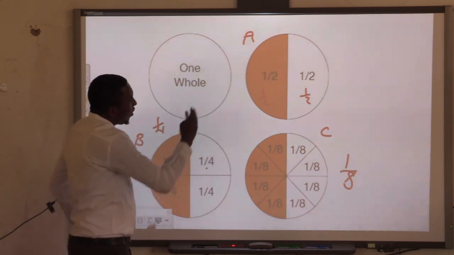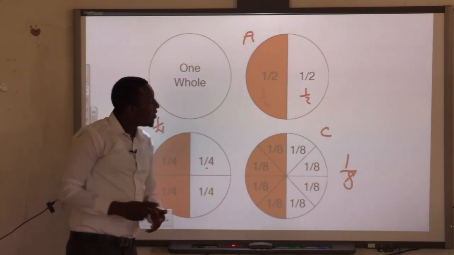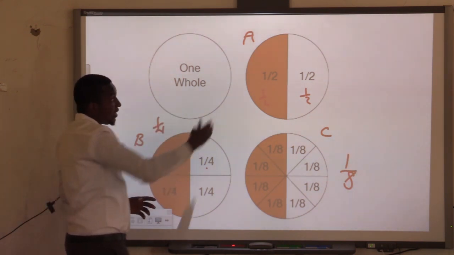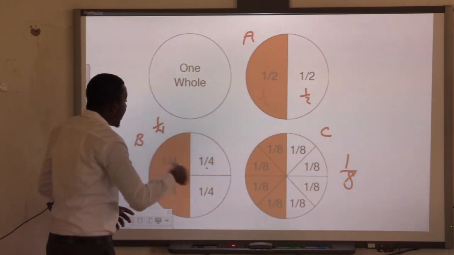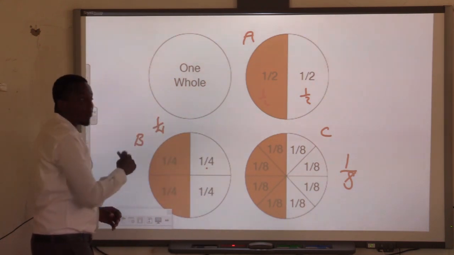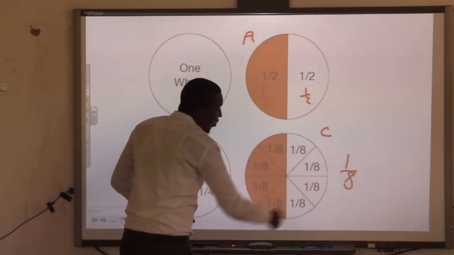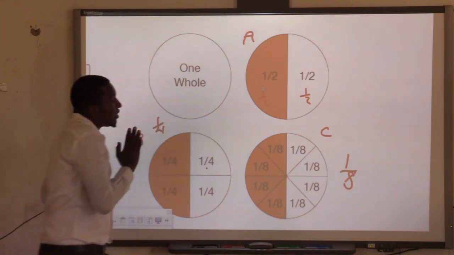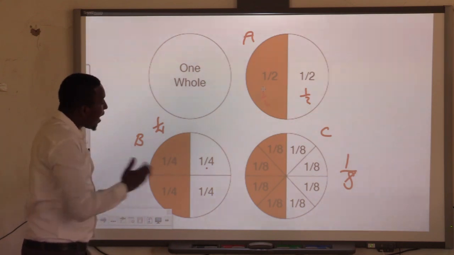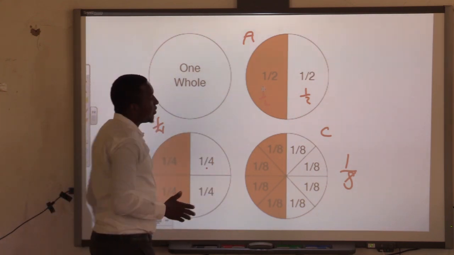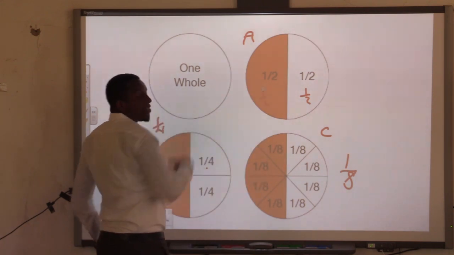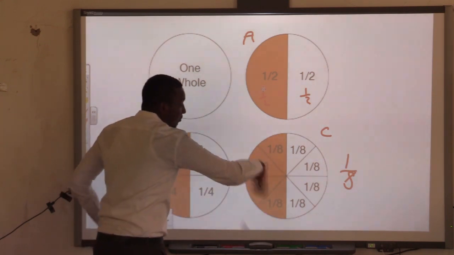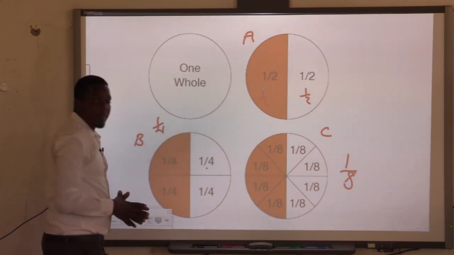So we want to look at circles A, B, and C and examine what their relation is. You can see it is the same whole that is divided into 2 in circle A. Equally, the same whole is divided into 4 in circle B, and equally, the same whole is divided into 8 parts in circle C. Looking at it also, you see that part of these circles are colored. In circle A, half of the circle is colored orange. In circle B, the same thing is happening, and in circle C, equally the same thing is happening.